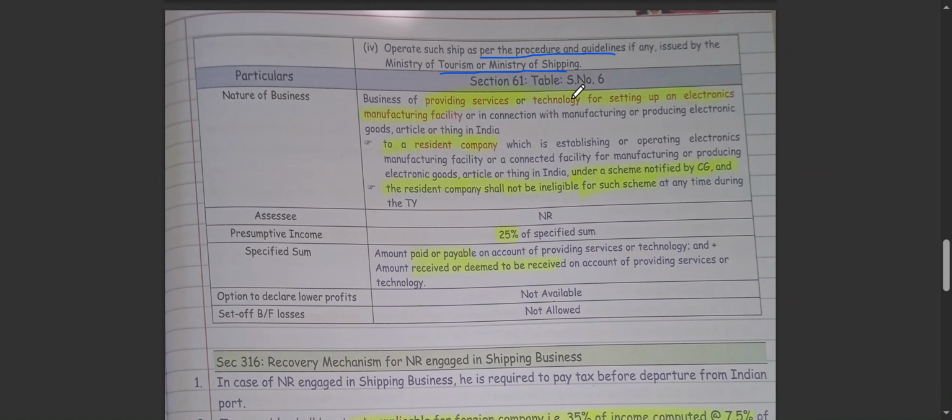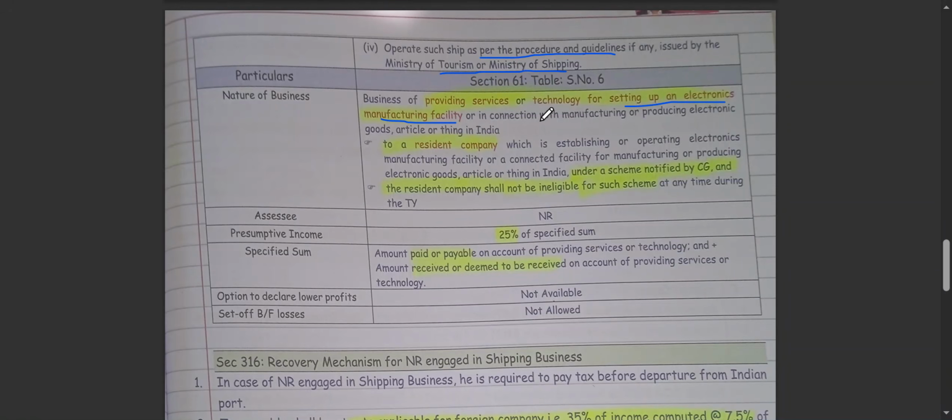Moving on to the last business under this section, which is serial number 6. This deals with the provision of services or technology for setting up of electronics manufacturing facility, or in connection with manufacturing or producing electronic goods in India. So this business seems to encourage non-residents to help resident companies in India to establish electronics manufacturing facilities.